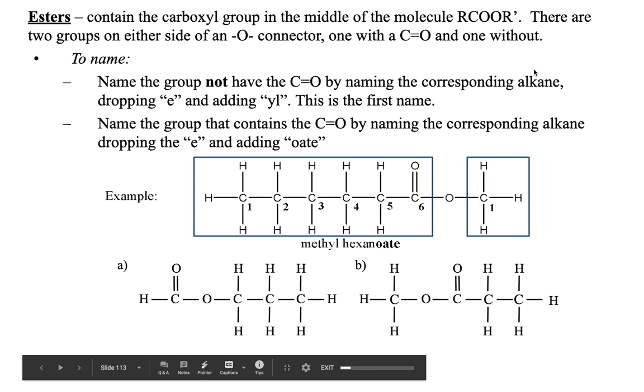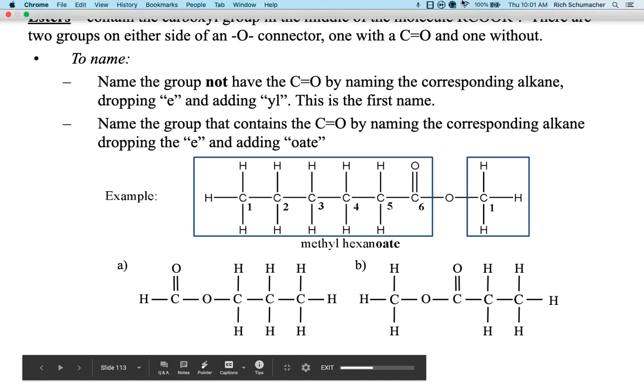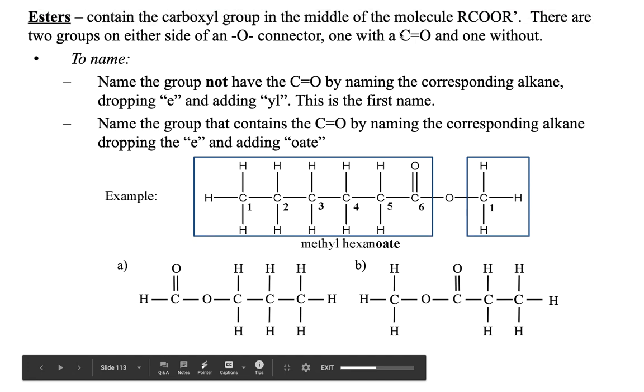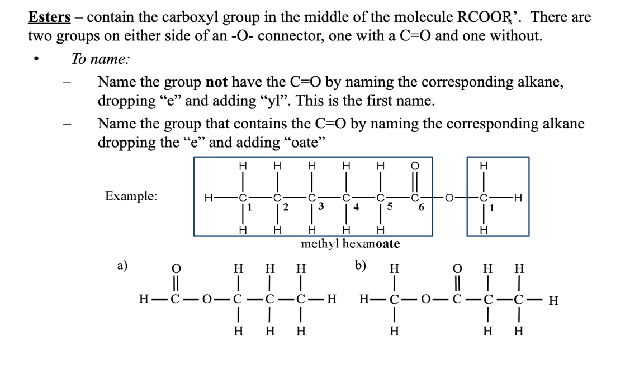The last group on table R that we have to cover is esters. So if you look at table R, esters have this general formula. They have one group. This C right here has a double bonded O to it, and then you have an O connector, what I call an O connector, and then a carbon group after it, or a hydrocarbon group, if you will.